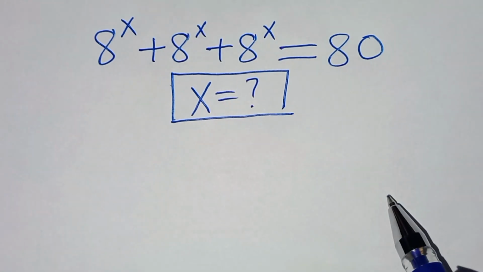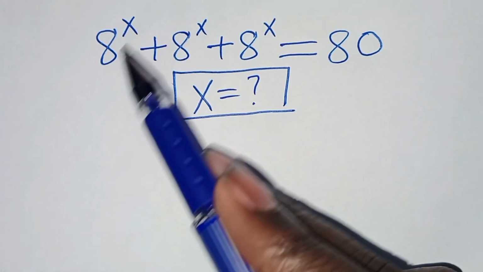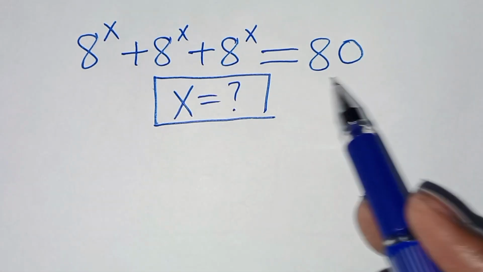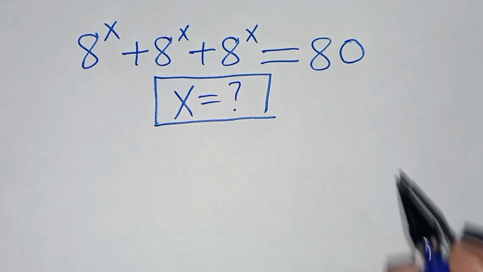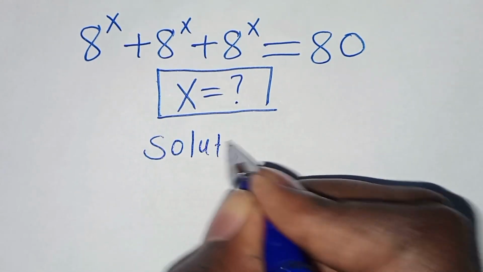Hello everyone, you're welcome to solve this nice exponential equation, which is 8 to the power x plus 8 to the power x plus 8 to the power x. This is equal to 80. So what is the value of x? Now let's present the solution from here.